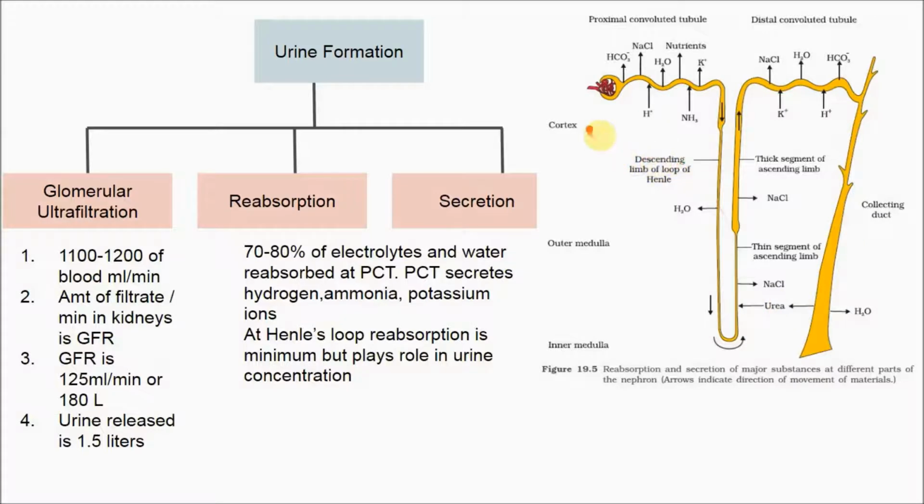So here you can see from this diagram that the glomerulus, the Bowman's capsule, PCT and DCT, that is the proximal convoluted tubule and the distal convoluted tubule, are the only structures present only in the cortex. Whereas it is the Henle's loop that enters from the cortex towards the medulla, right? So this is an important observation that we have to always remember.